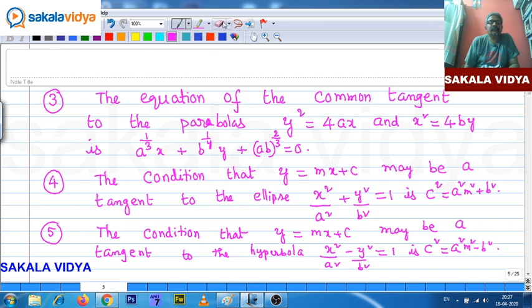Yes. B to the power of 1 by 3. Right. B to the power of 1 by 3.